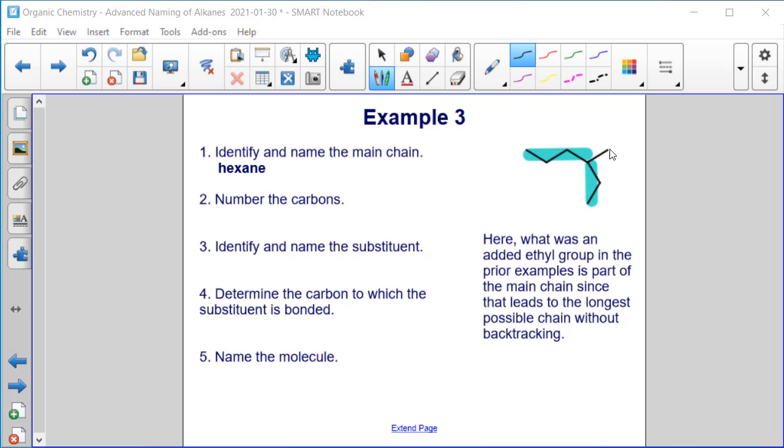Now the next thing we need to do is number the carbons, and you can see there's a substituent chain right here. Remember that we have to number the carbons so that that substituent has the lowest possible number. So if I start on the left up here, that would be 1, 2, 3, 4. If I start down here, it would be 1, 2, 3. So that's what we'll do. We'll number from down here, 1, 2, 3, 4, 5, 6.